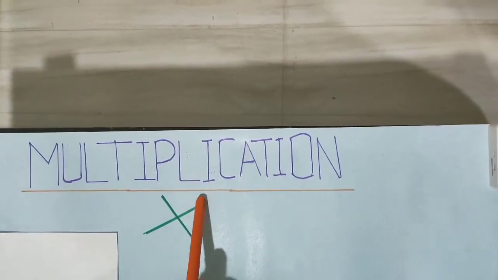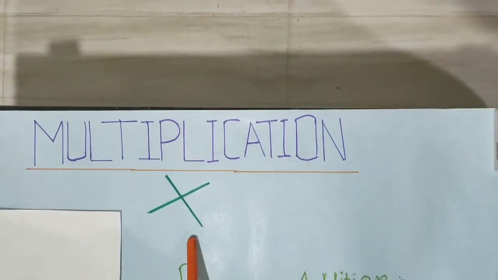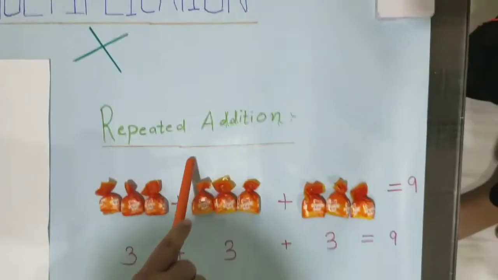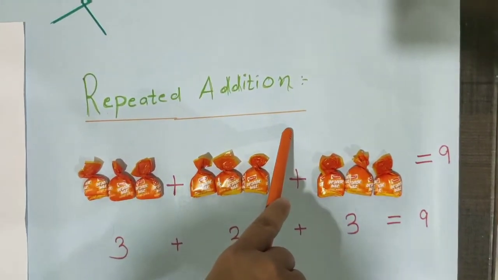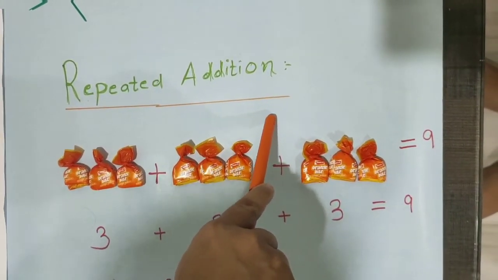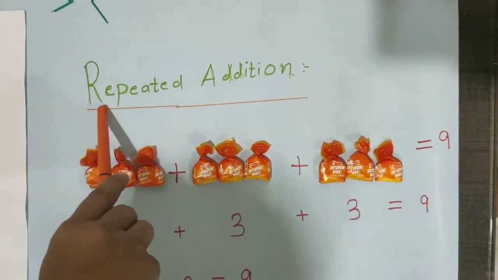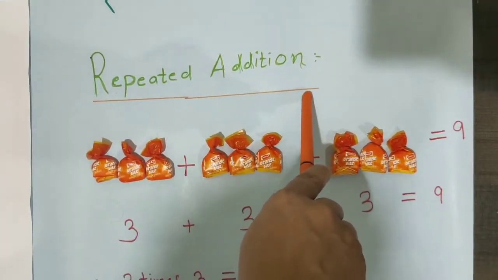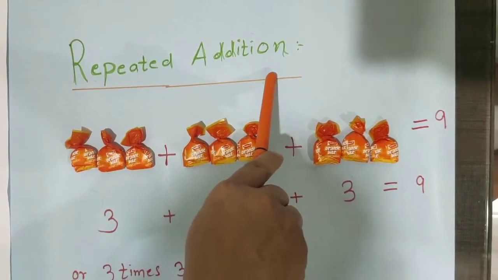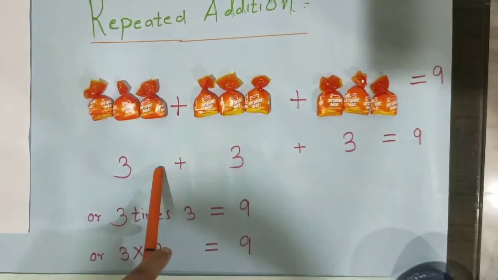Multiplication. This is the sign of multiplication. Let's see the repeated addition. As I told, multiplication can be used to represent the repeated addition. Now, the question comes in your mind, what is repeated addition? Let's see with some sets of example.